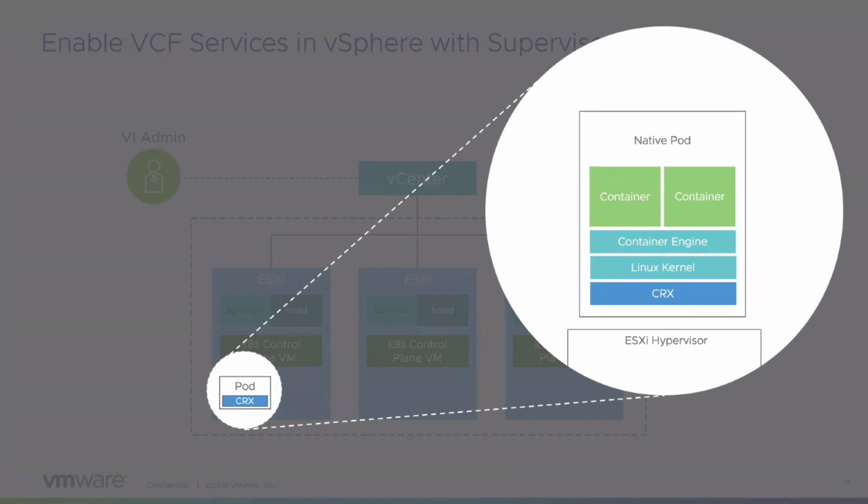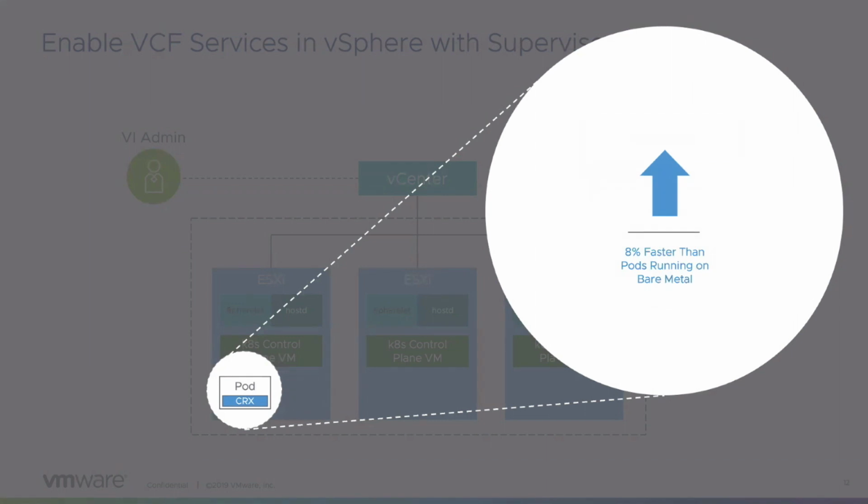So they're almost like two completely separate virtual machine runtimes. And also our performance shows that these pods are 8% faster than the pods running on a bare metal environment, because ESXi does a better job on CPU scheduling compared to Linux OS.